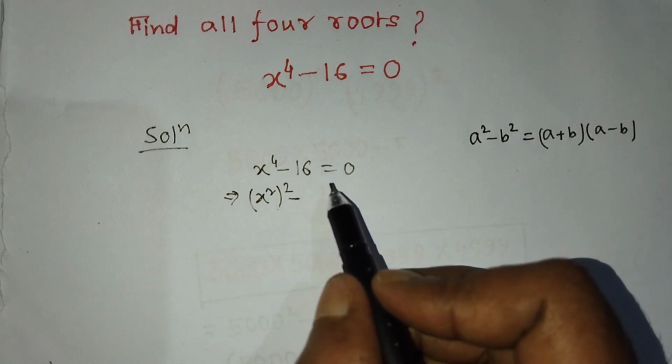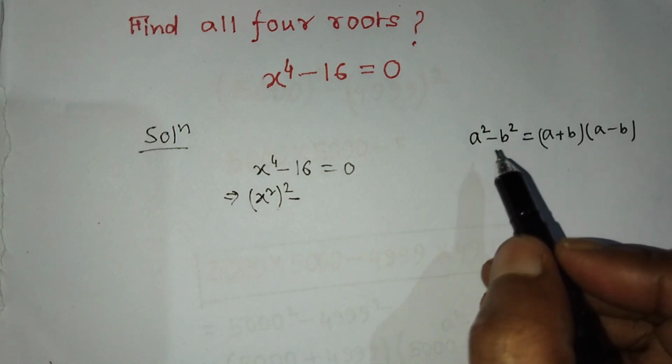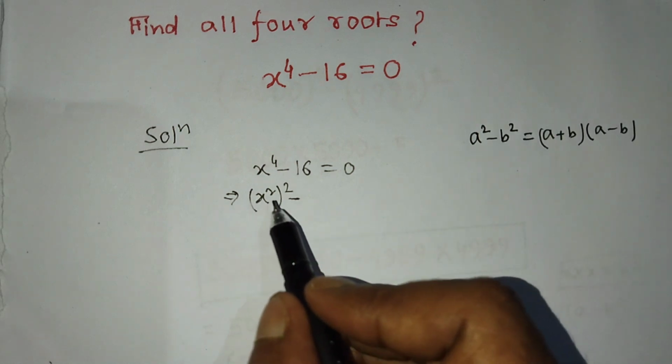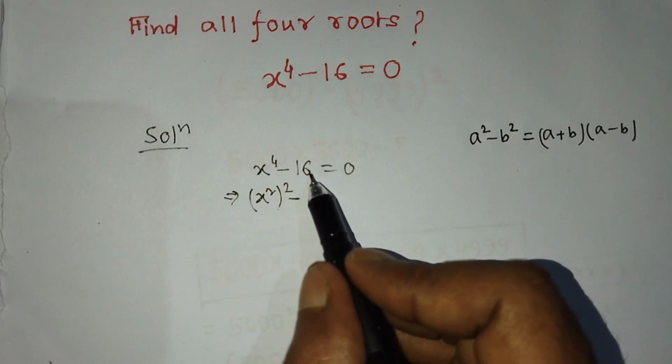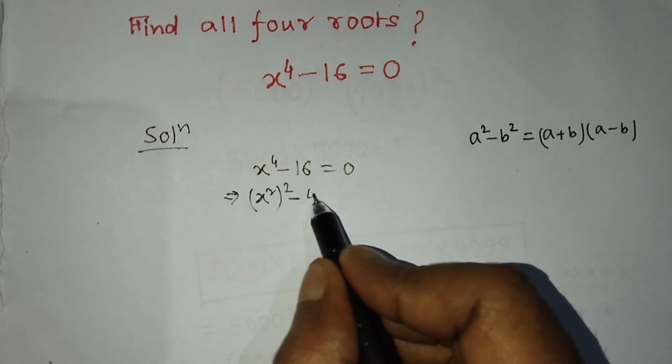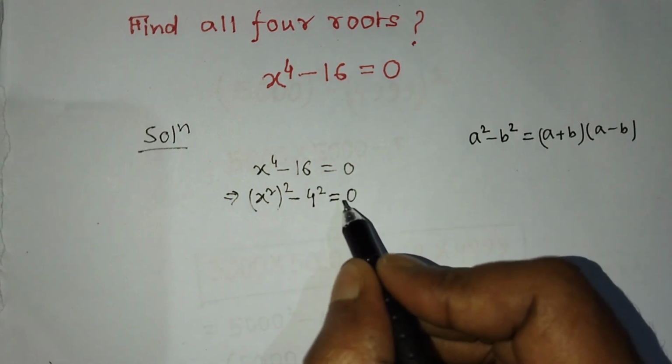So this equation we have to arrange in the form of a square minus b square. So we have to write here (x square) whole to the power 2, and in the place of 16 we have to write 4 square. Okay student, again we have to write 0 on the right hand side.